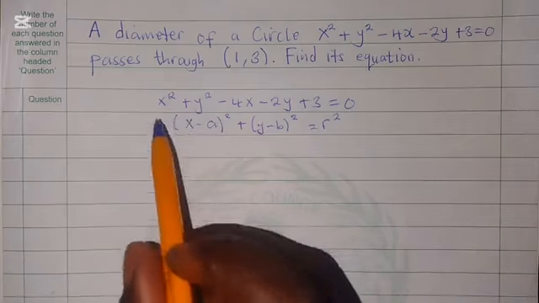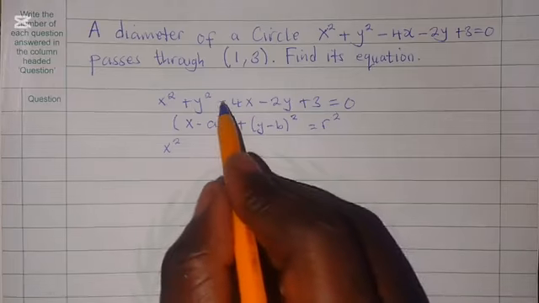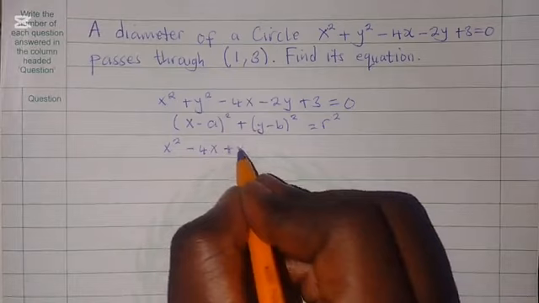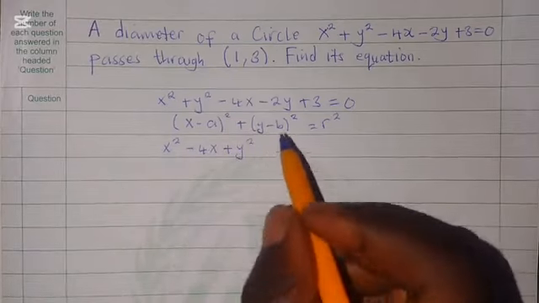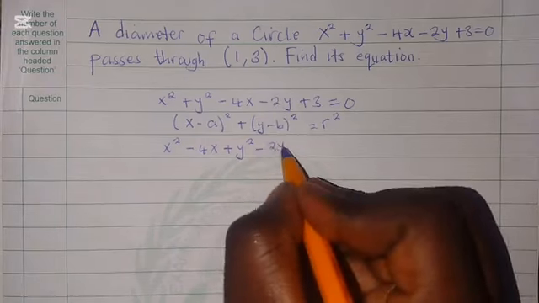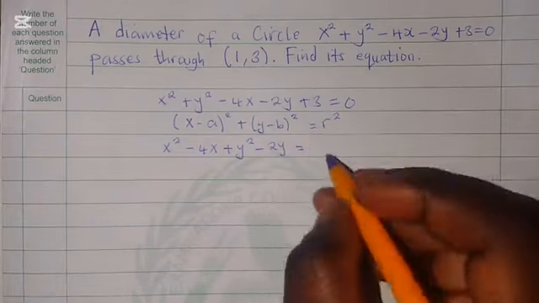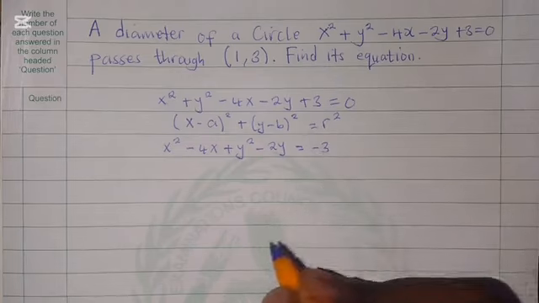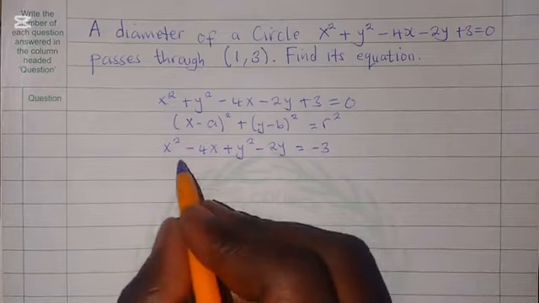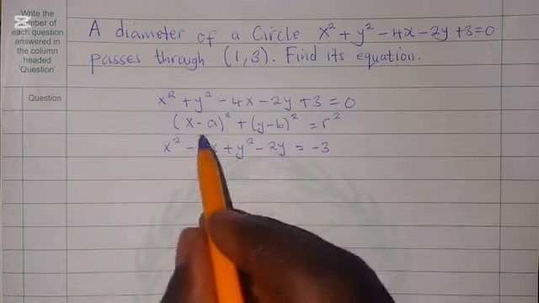So what we are going to do is group the x terms together. So we get x squared, its x term is minus 4x, then plus y squared, its y term is minus 2y, equal to, so this positive 3 will go to the right hand side to become negative 3. Then from here we are going to use the completing the square method to express this equation in this form.